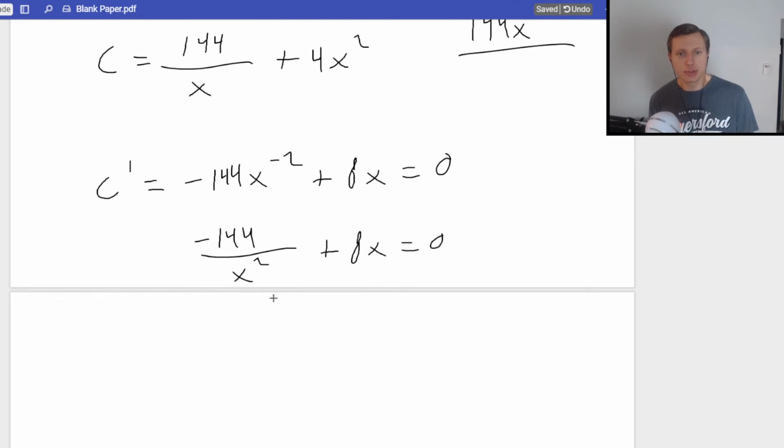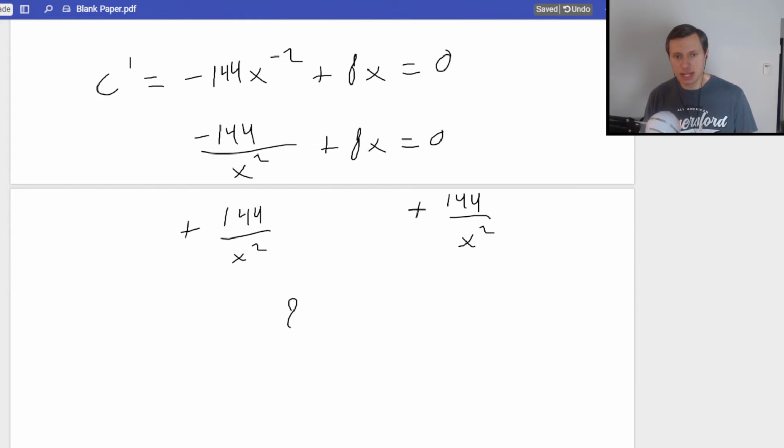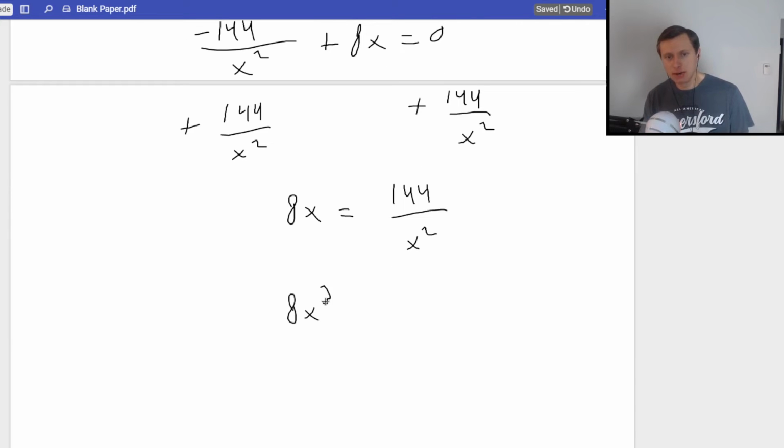There's a couple ways we can solve for x now. I'm going to do the way that I think is most intuitive to you guys. I'm going to add 144 over x squared to both sides, like this. On the left, I still have 8x. On the right, I have 144 over x squared. Now I need to multiply both sides by x squared. So on the left, I'm going to have 8x cubed now, 8x cubed. And on the right, I just have 144.